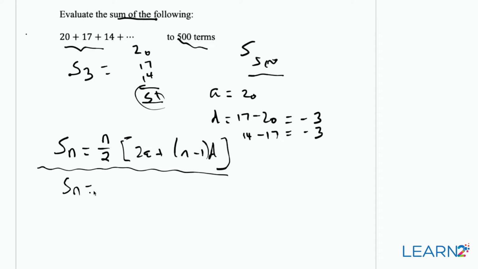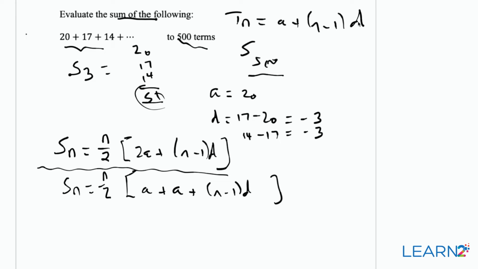You could say S_n equals n over 2. We could break up this 2a into a plus a, because a plus a is 2a, and we could still write plus n minus 1 d. Now I wonder if you're noticing anything. Do you remember that T_n for an arithmetic sequence is a plus n minus 1 times d? And this a plus n minus 1 times d is here. So we could say that S_n equals n over 2, a plus, and we could replace this whole a plus n minus 1 times d with T_n, because that's the T_n formula.